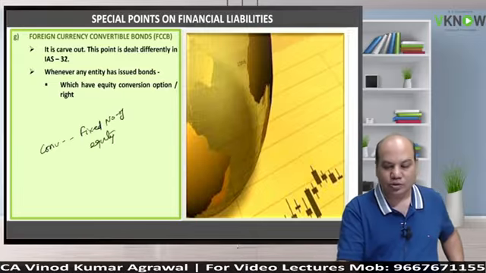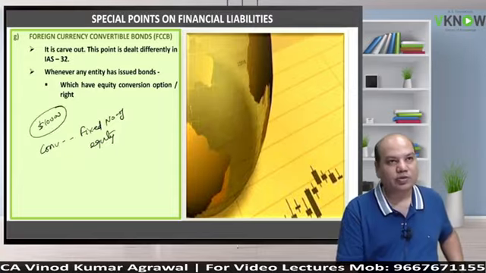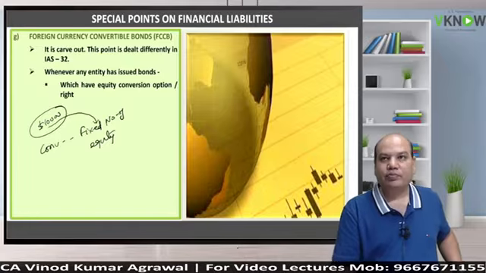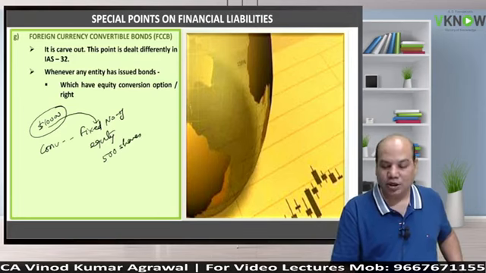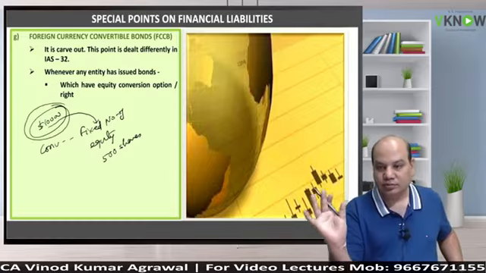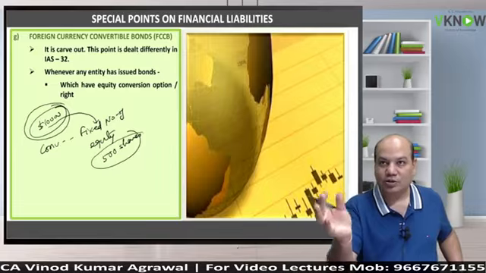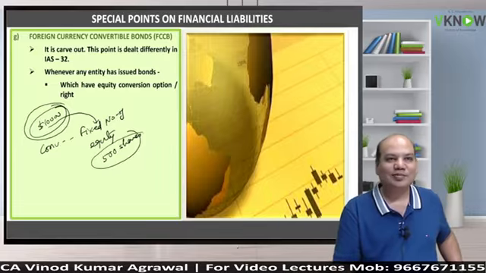Suppose the bond is issued for $10,000. So I said, I will not give you $10,000 back. Against this fixed $10,000, I will issue you 500 shares of the company. So what is the Indian view? The Indian view is $10,000 is fixed, 500 shares are fixed, fixed for fixed, equity.